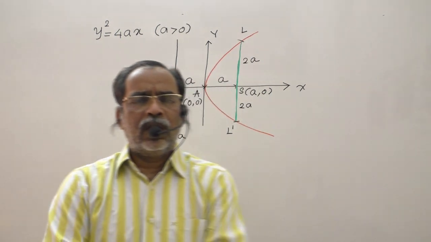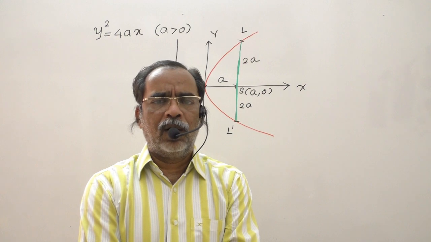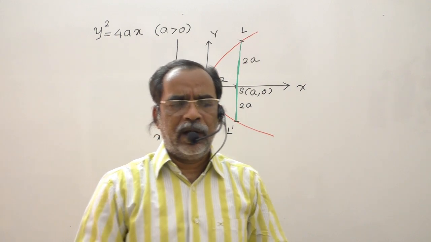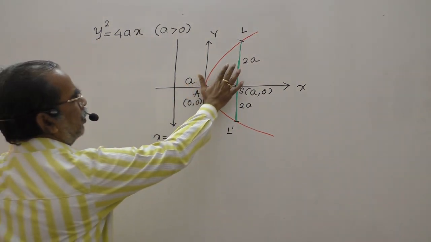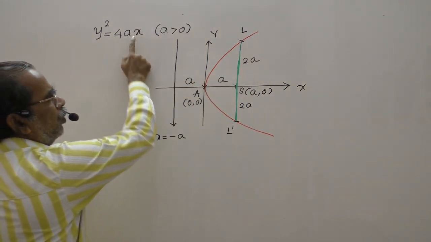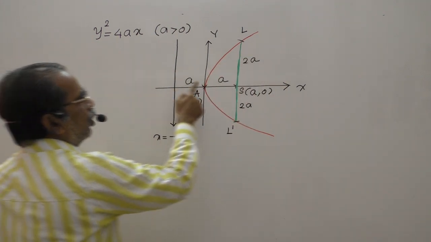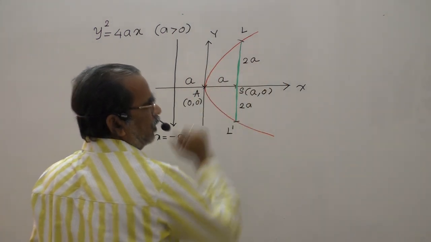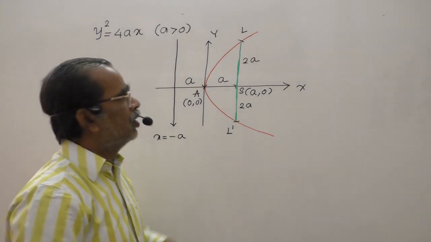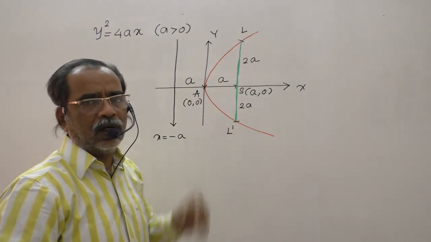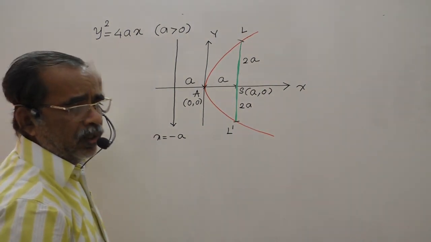Now in today's topic we will discuss various forms of parabola. What are the various forms? See now, I said this is the parabola, y square equal to 4ax. This is the figure. These are the details. This parabola lies on the right side of the y-axis. There is no curve on the left of the y-axis. That means it lies in the first and fourth quadrants.